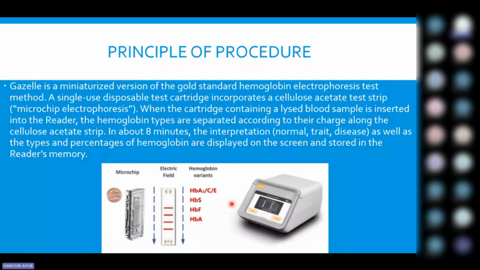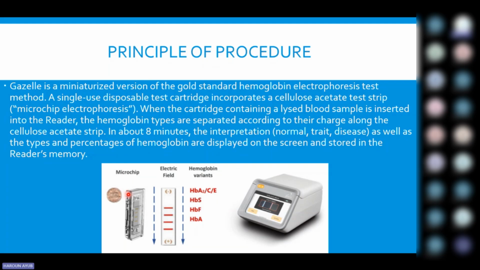So the principle of the procedure. This is just a miniaturized version of the gold standard hemoglobin electrophoresis test. You use a single cartridge incorporating a cellulose acetate test strip, the microchip electrophoresis. The cartridge containing the live blood is inserted into the reader. The hemoglobin variants will be separated according to their net charge on the cellulose acetate strip, and within 8 minutes, the interpretation of normal, trait or disease, as well as the types of percentages will be displayed.